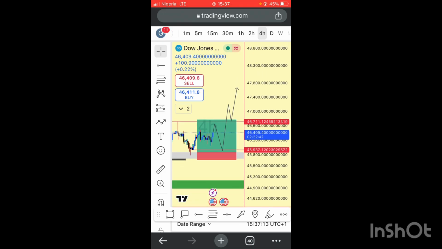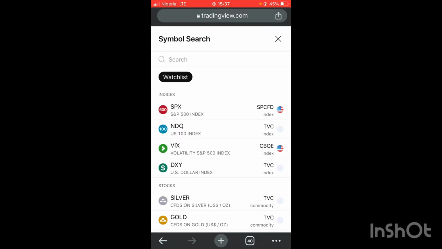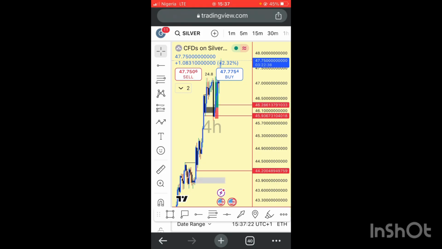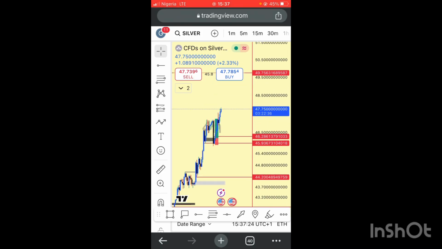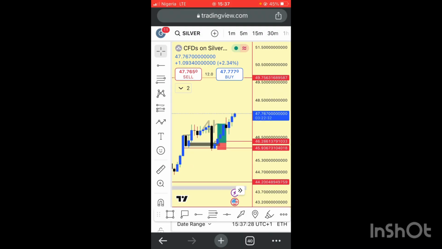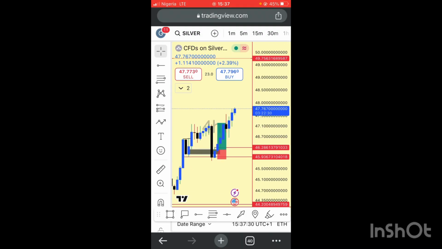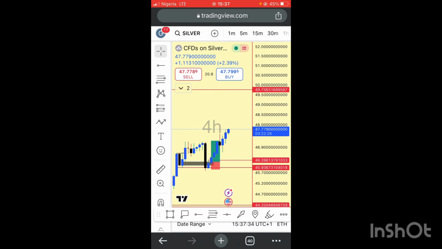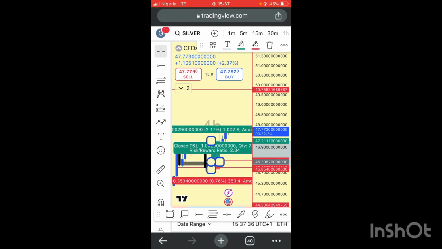Now let's check what's happening on the silver. You can see the silver is still playing out nicely. So I'm still on this trade like I told you guys, and I'm already in profit. You can see it's still pushing up strongly. My final take profit on silver for the bullish run I've been trading for a very long time is here. You can see this place now.